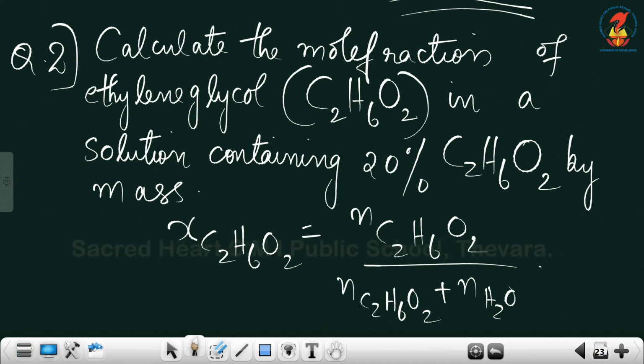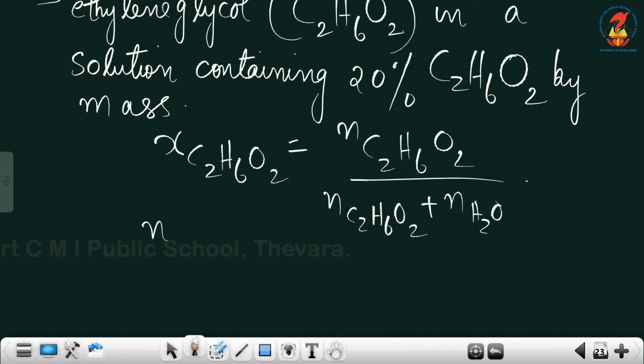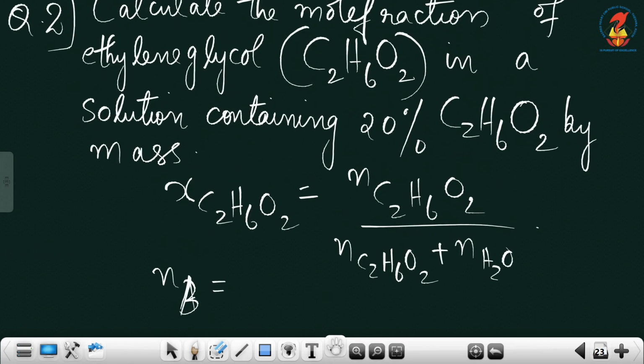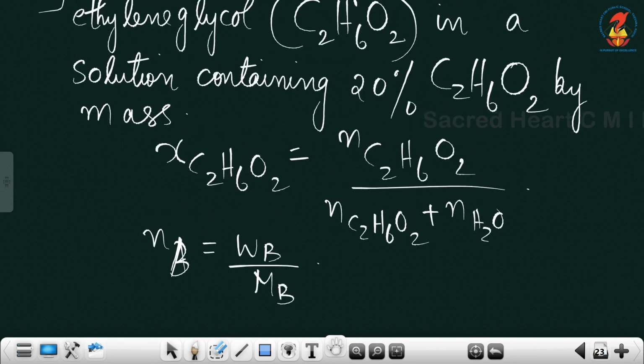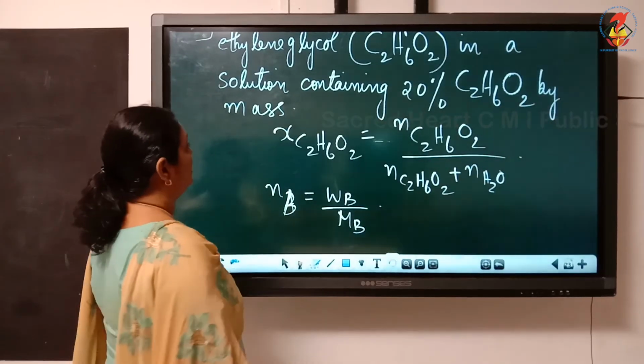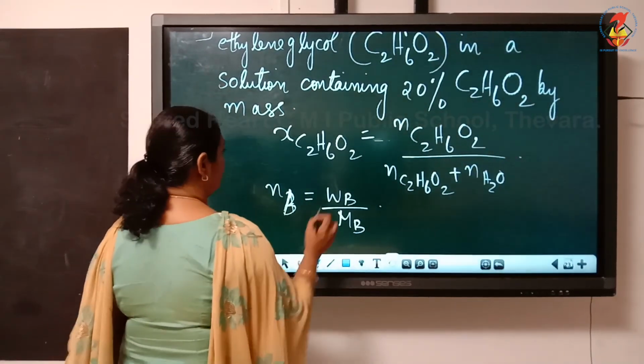Now here you have to find the number of moles. To find number of moles, the expression is n. I am writing A stands for the solvent and B for ethylene glycol, because water is the solvent. As no solvent is given, we can take water as the solvent. So nB will be equal to WB divided by MB. Now, what is WB? It's given in the question, solution containing 20% ethylene glycol by mass.